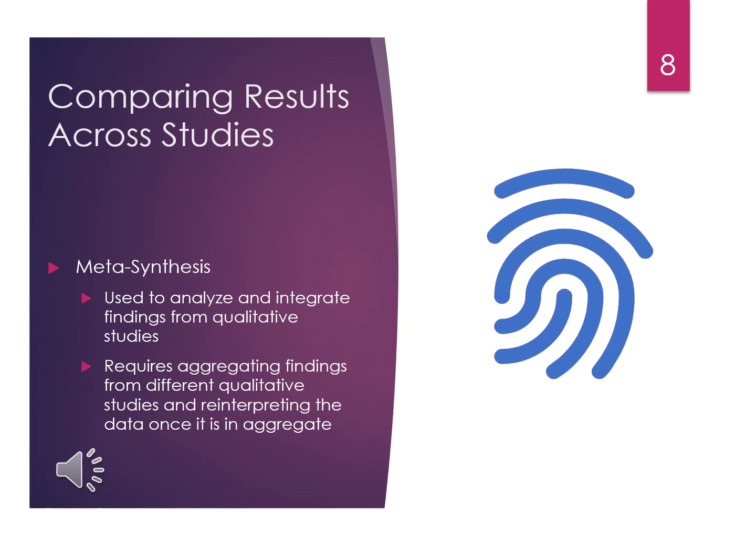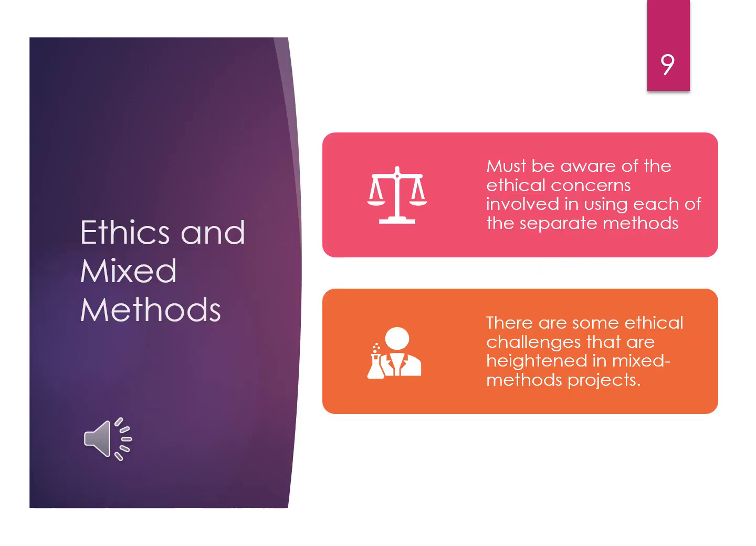So the meta-synthesis is the qualitative analysis of findings from multiple qualitative studies. This type of analysis requires not just aggregating findings from different qualitative studies, but also reinterpreting the data once it's aggregated. As with meta-analysis, attention to eligibility criteria for selection into a meta-synthesis is extremely important.